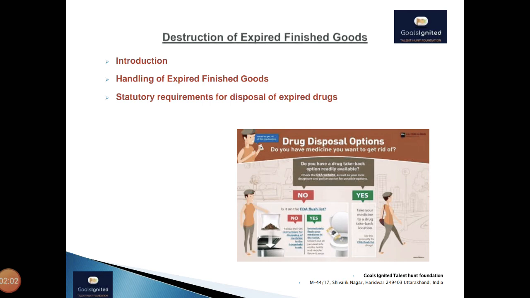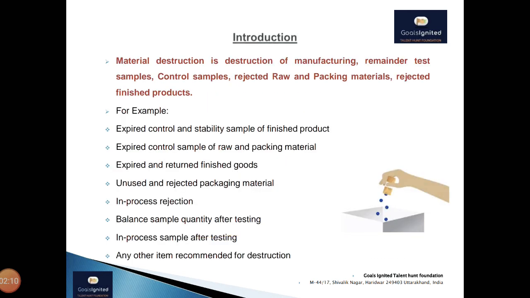Now we come to the introduction part. Here, material destruction is the destruction of manufacturing or remainder test samples, control samples, rejected raw and packing materials, rejected finished products, and market return defective or expired goods. So generally, material destruction here refers to samples from manufacturing or the remaining test samples from analysis, control samples, rejected raw and packing material, rejected finished goods, or market return defective or expired goods.